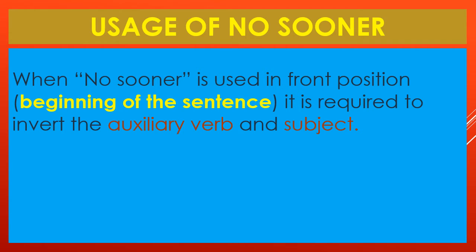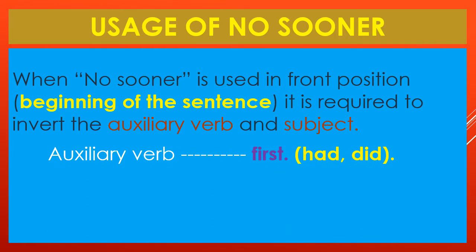We usually use the subject first and the auxiliary verb next. But when you want to use no sooner, the auxiliary verb should be used first, followed by the subject. That is the main thing you have to remember. It should not be used as subject and auxiliary verb. It should always be used as auxiliary verb first, subject next. That is the right thing we use.